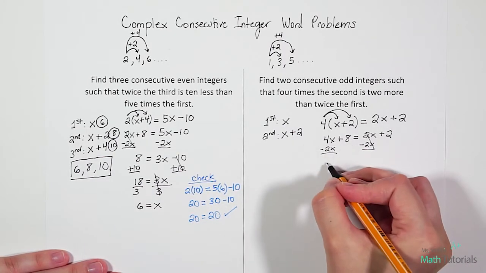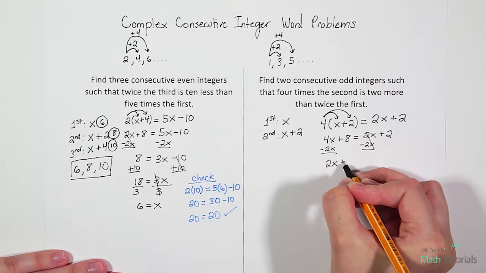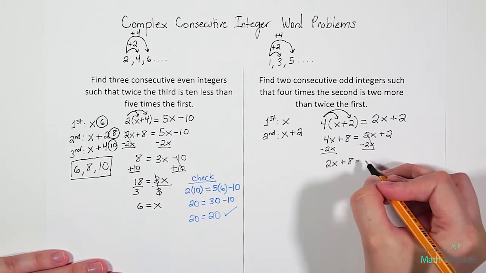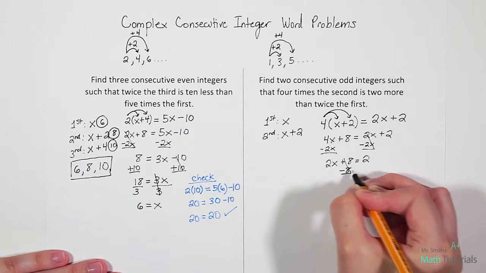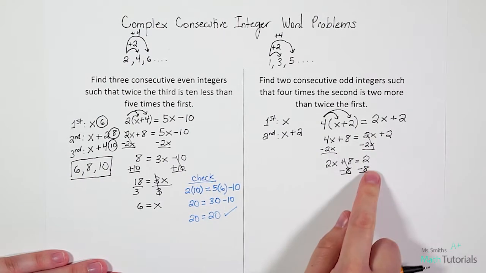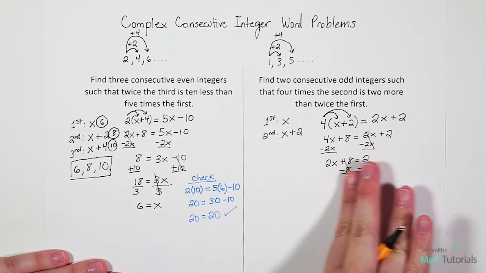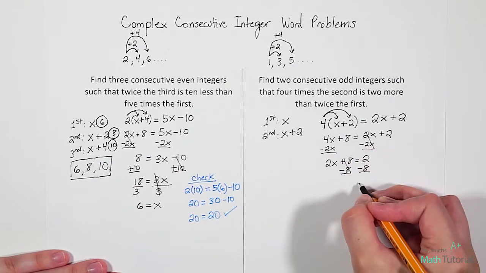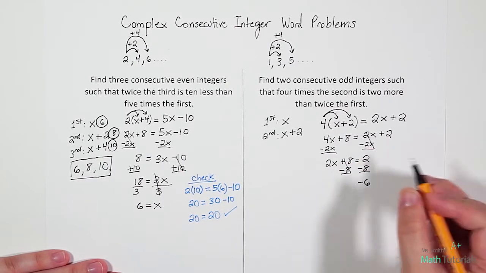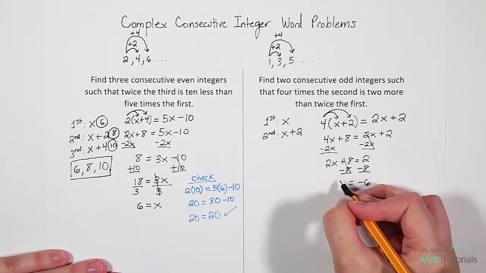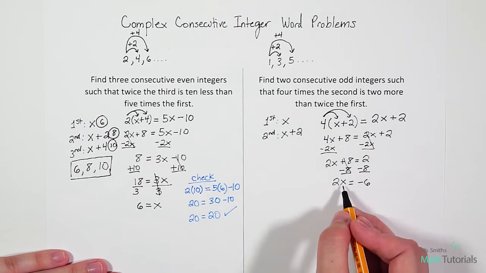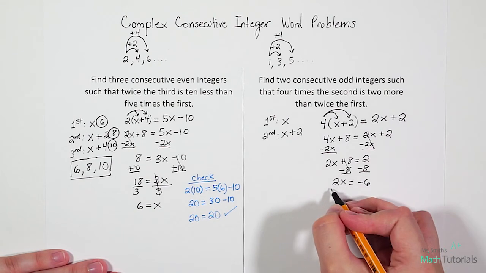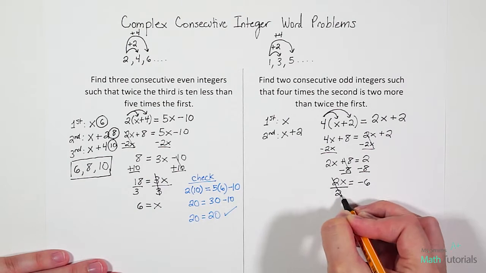4x minus 2x is 2x. We'll bring down our plus 8, bring down our equals, and bring down our 2. We need to subtract 8 from both sides. We got our x over here, so we need to get the constants to the other side. 2 minus 8, that's going to give us negative 6. We're going to bring down our equals, bring down our 2x. Now we almost have x alone, but it's got this times 2 in front of it, so we need to divide out the 2 to get rid of it.